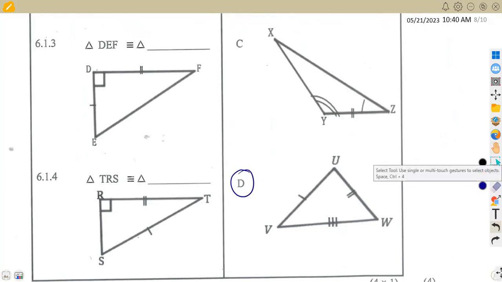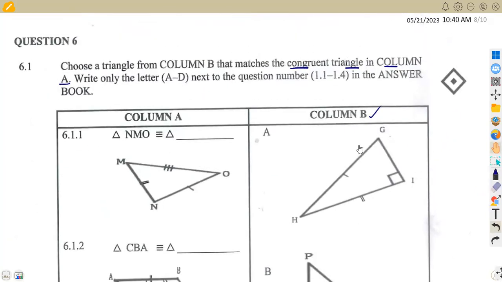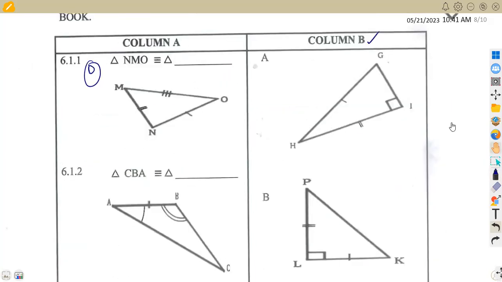All right. So at D, we are given. What was the question here? Okay, write only the letter A to D. So this is D here. So 6.1.1 is just D. That is what we are given, because we are just asked to write the letter, so it's just D, and that is the corresponding triangle.